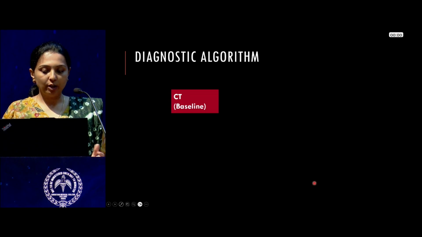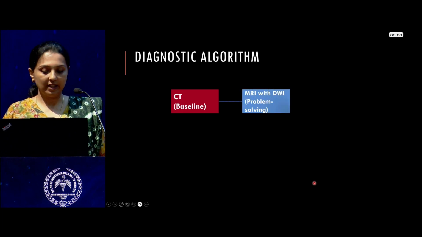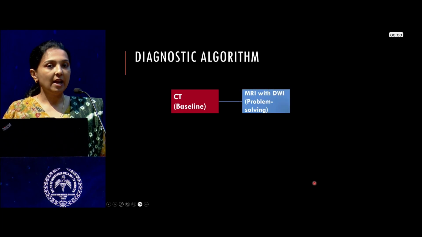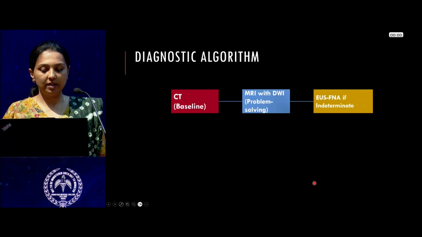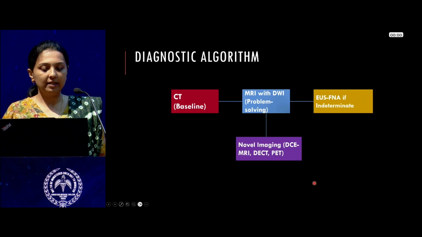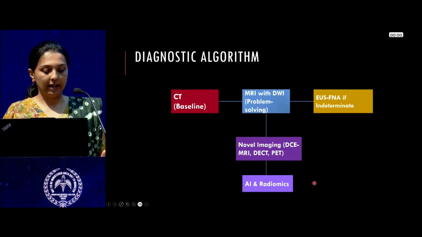So to conclude, if we consider it like a diagnostic algorithm, we usually begin with CT as a baseline investigation. If there is ambiguity, MRI with diffusion-weighted imaging helps in problem solving. And if the uncertainty still persists, we can do EUS FNAC. Now beyond this, novel imaging techniques like dynamic contrast-enhanced MRI, dual energy CT, PET-CT, along with emerging tools like AI and radiomics, are gradually enhancing our diagnostic accuracy.